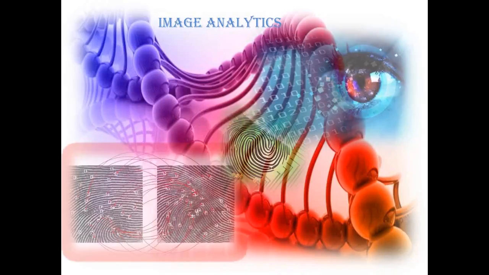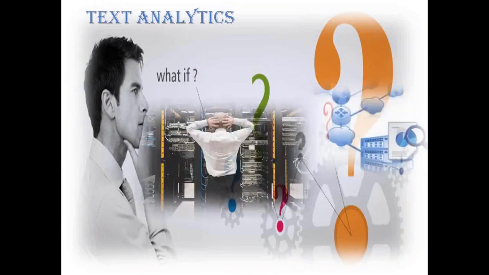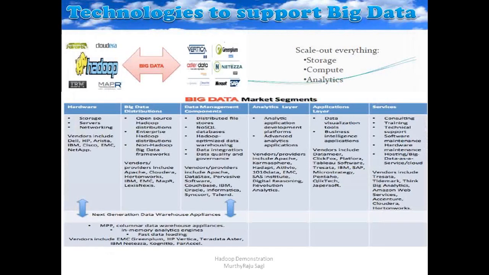So in our course we are going to do some image analysis that is being implemented at Facebook. We are going to do that algorithm in MapReduce. And then we do text analytics, something like recommendation algorithms or feedback algorithms. We are going to do some examples on this feedback algorithm, and some of the use cases here.